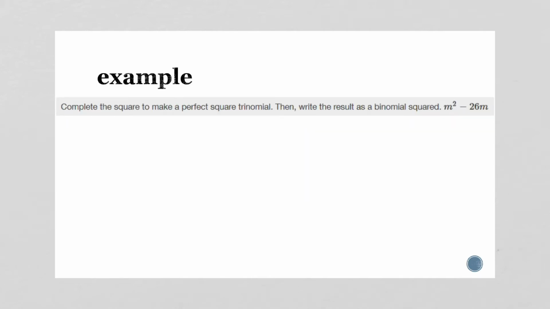All right, in this problem they say complete the square to make a perfect square trinomial. Then write the result as a binomial squared. So we have m squared minus 26m. Now, the first step is you want to identify the coefficient of the number in front of your variable to the first power. So identify this and write it off to the side. So we've got negative 26.